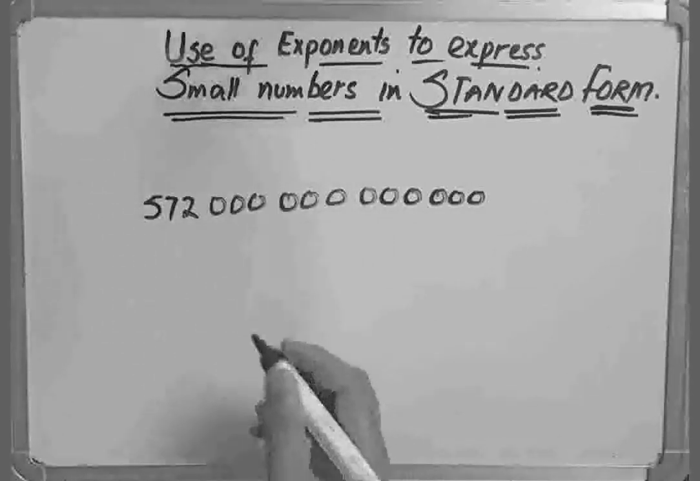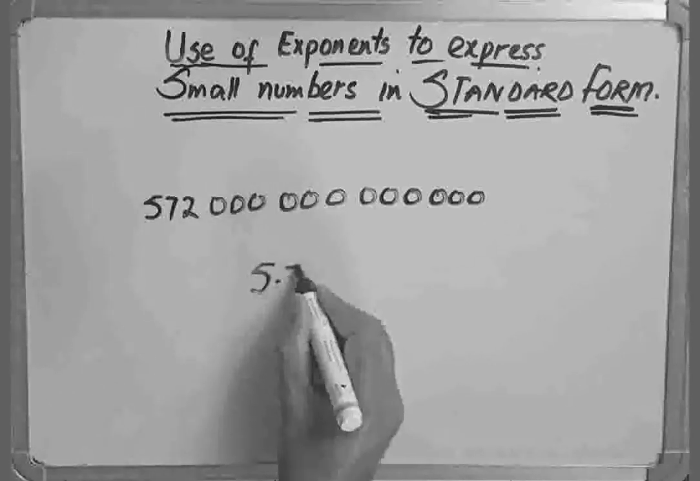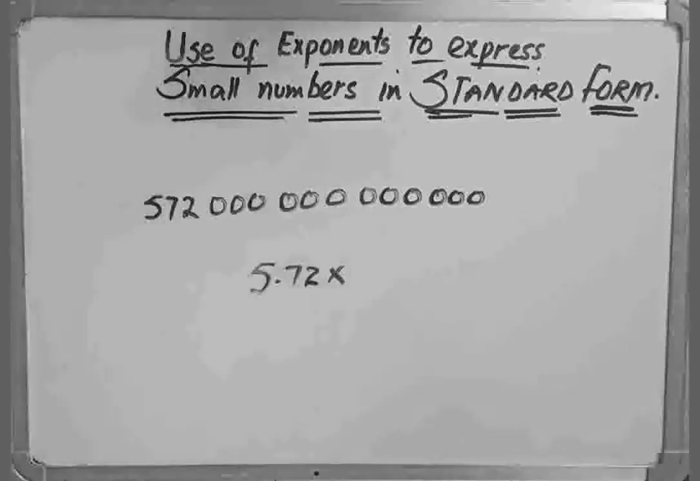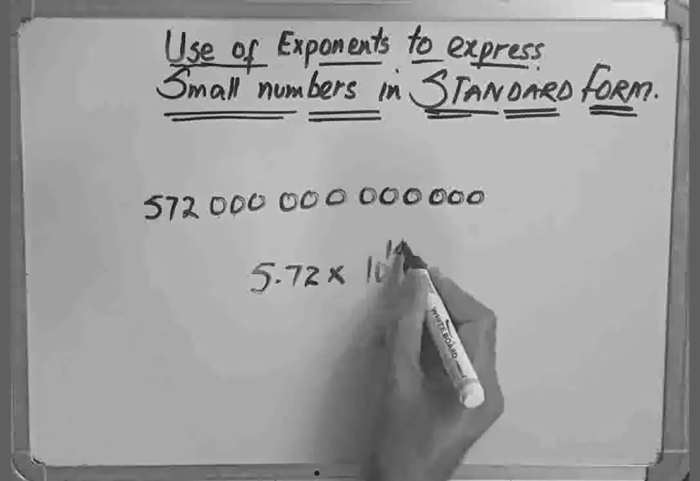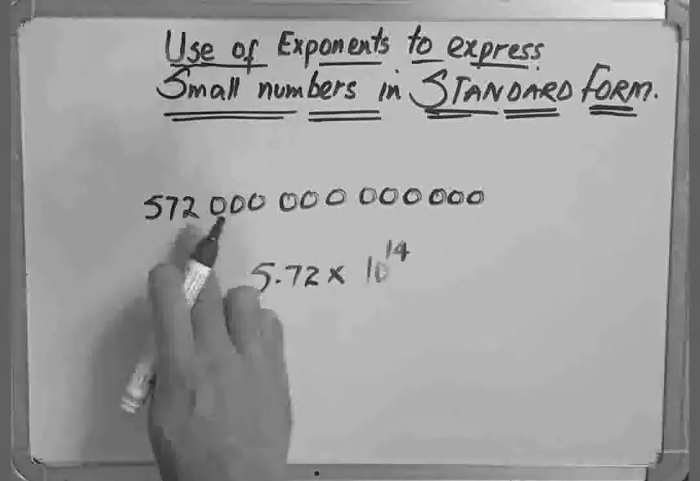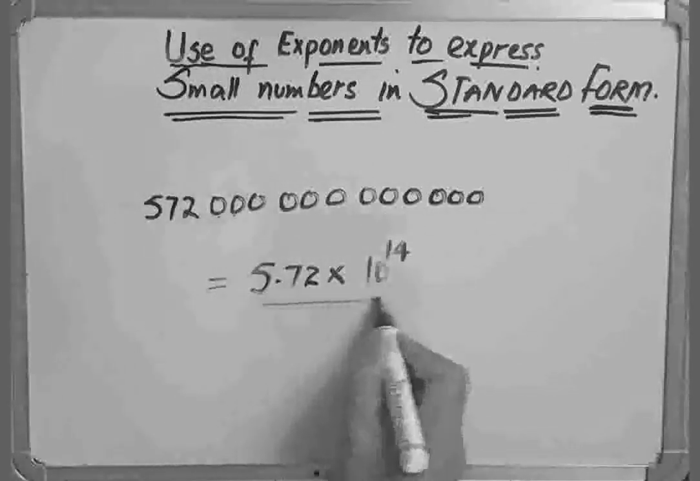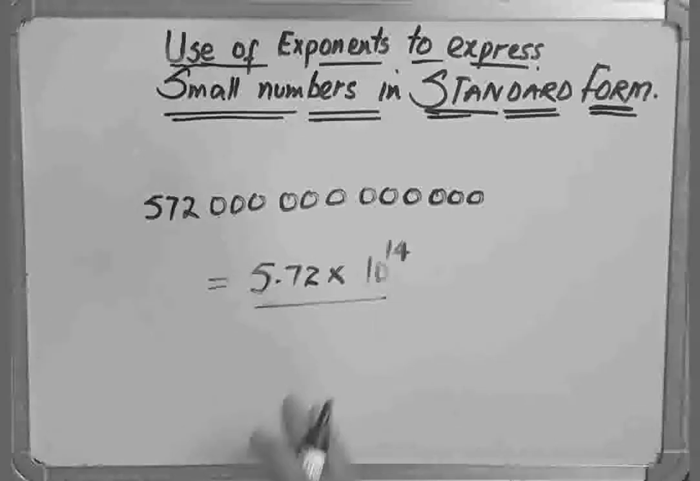See how this number can be put in this form as well: 5.72 into 10 raised to power 14. This is it, a standard form. Now the point is, how can we convert a number into its standard form? Let's take an example in order to understand how a given number can be transformed into its standard form.